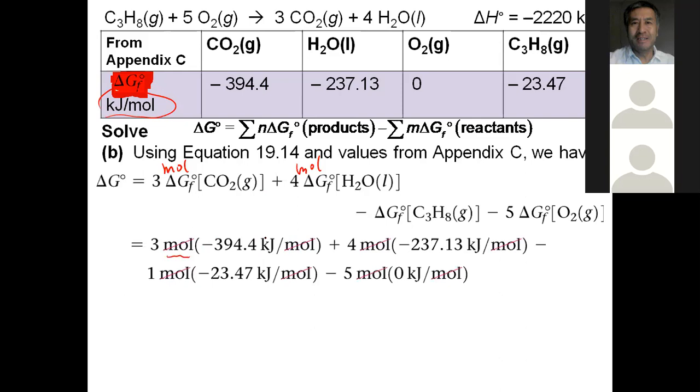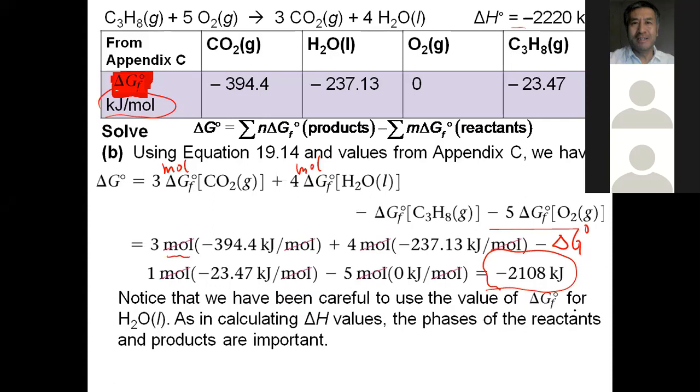We do the same for the reactants. Multiply and add, we get this negative number. After we calculate, we have negative 2100. This is delta G0. You compare delta G0 with delta H, and that becomes less negative. That agrees with our predictions.